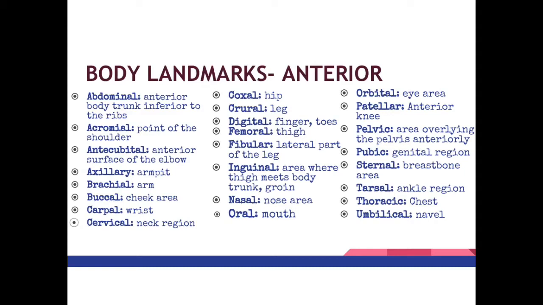Acromial is the point of your shoulder. Antecubital is the anterior surface of the elbow. Axillary is your armpit. Brachial is your arm. Buccal, your cheek. Carpal, your wrist. And cervical is your neck region. Coxal refers to your hip. Crural, your leg, lower leg specifically.